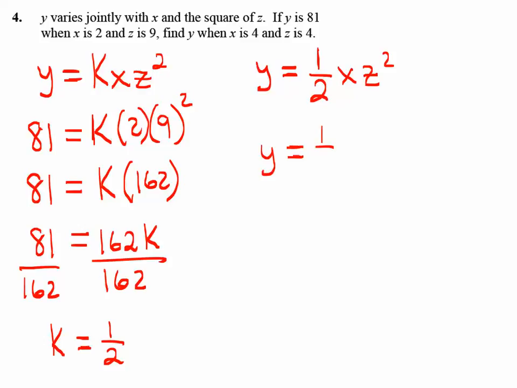y is equal to, let's plug all that we need here. We need to find y when x is equal to 4 and then z is equal to 4. That'll work. The only thing is we have to square the 4. That's going to be 16. 16 times 4, 64. Half of 64 gets me a 32 at the end. Everybody good there?